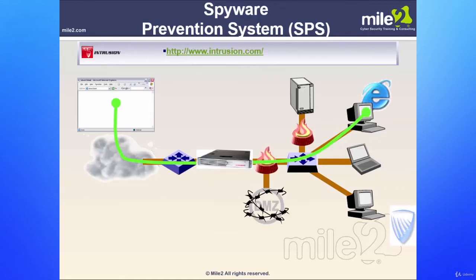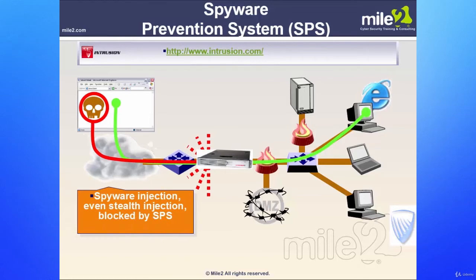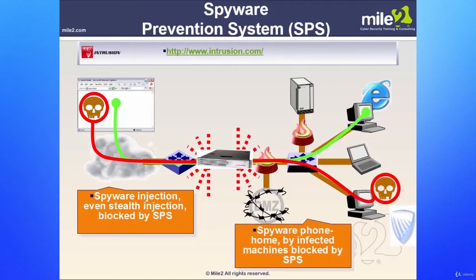So a user basically goes, using Internet Explorer, to a web page, oops, something's trying to infect itself, and of course it will block anything coming in, even if it's stealth injection. Awesome. Also, when it's what we call the phone home type scenario, where someone tries to go from the inside out, that will also be blocked by your spyware prevention system.